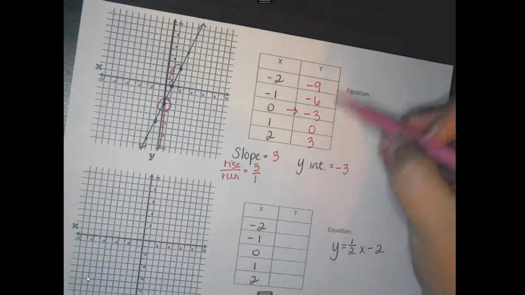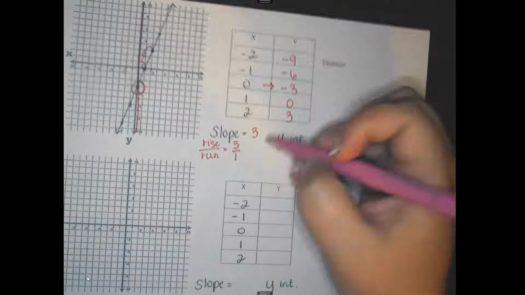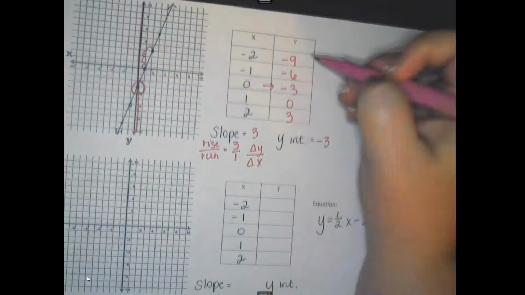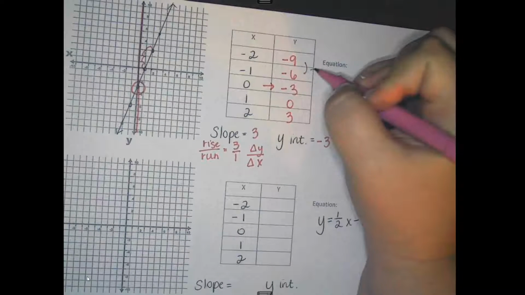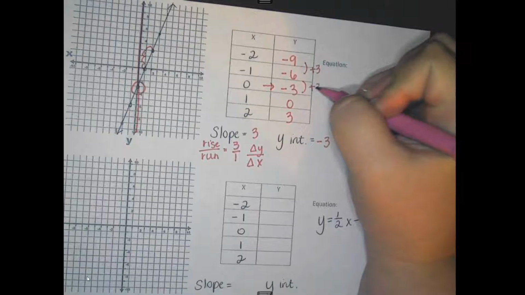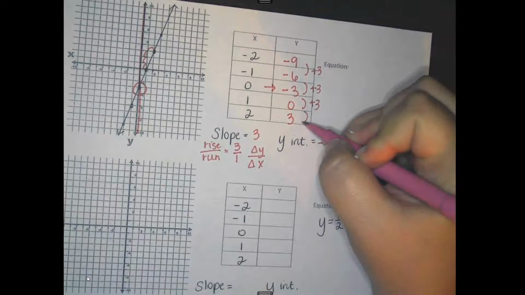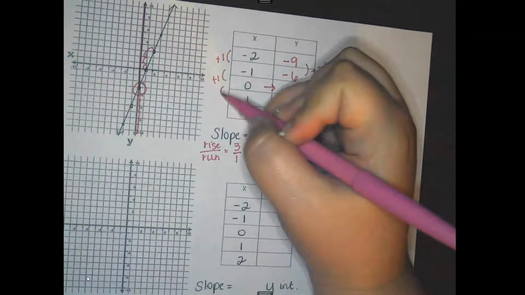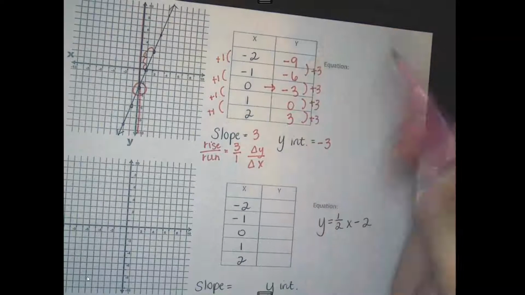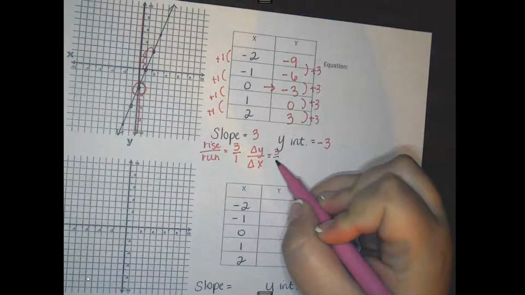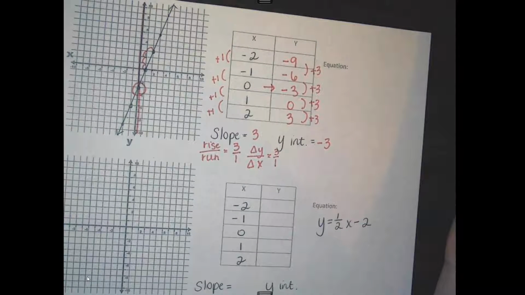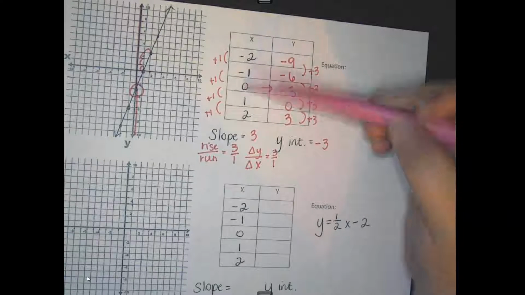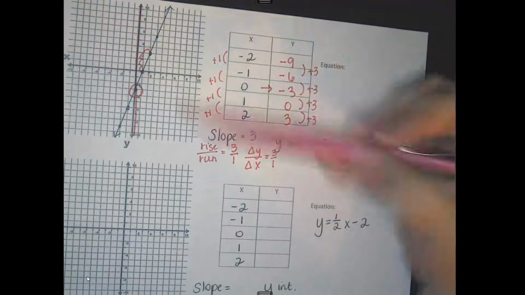I can see my slope in this also, because remember my slope can also mean my change in y over my change in x. And so my changes in y here are +3, and my changes in x are +1. So change in y was 3, change in x is 1, which still gives me that slope of 3. And I can see my y-intercept is across from that -3. So hopefully that helps you see how all three of these things come together.